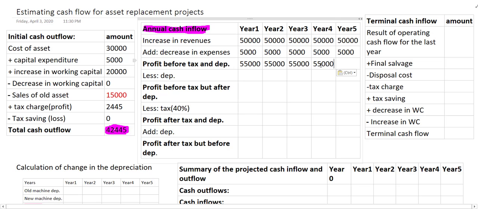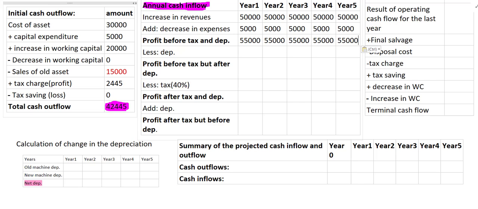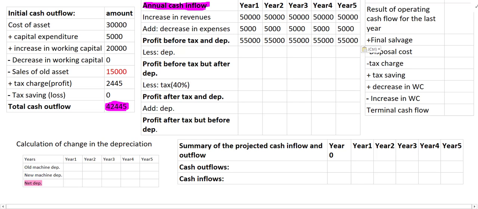So 55, 55, and 50, 55. Now list depreciation. But of course, before calculating the amount of depreciation, first of all we have to adjust the depreciation. We have to calculate the depreciation for this one. Depreciation for this one will be calculated based on these two costs. Based on what? Based on these two. Why? Because these two are only the amount of asset plus capital expenditure.